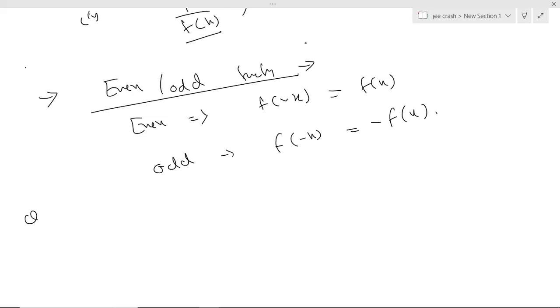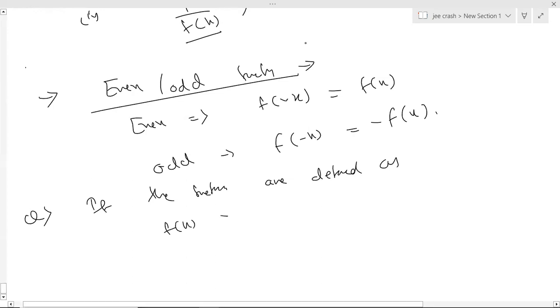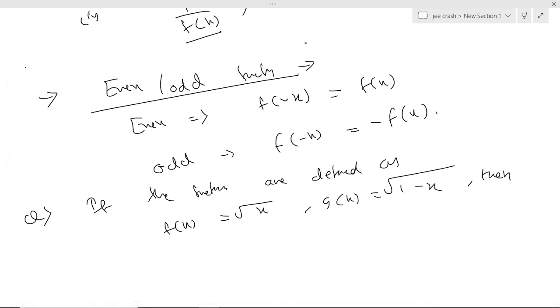ये वन क्वेश्चन ट्राई करिए. If the functions are defined as f of x equals to root x, g of x equals to under root 1 minus x, then what is the common domain of the following functions?